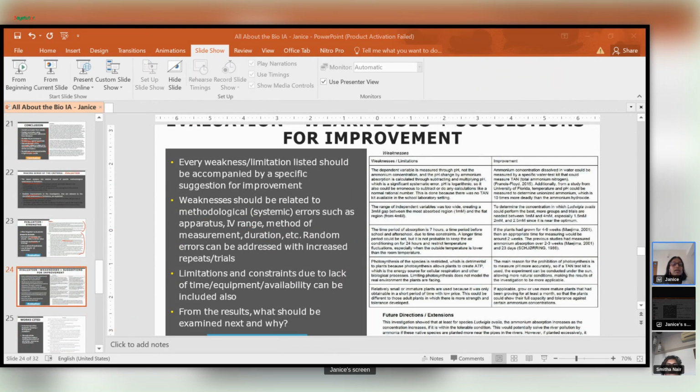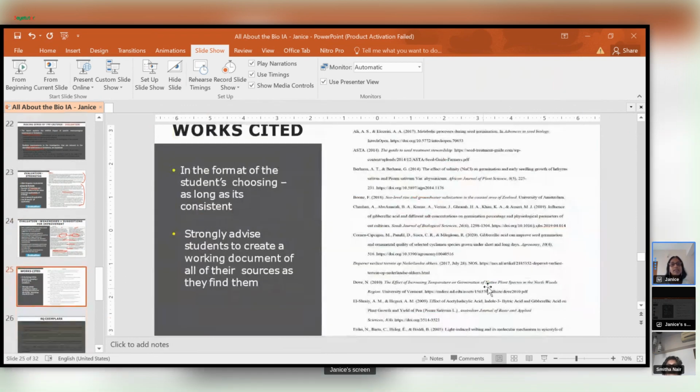Always remember that the moderator wants it in tabular form again. Whatever weaknesses or limitations you have written here, the improvement, if I have to do the experiment again, should be in accordance with them. You cannot write anything else. Is that very clear? Both sides should be relevant. And also how you can extend this experiment if I have to do further research on it. These are the things, and this is the work cited.